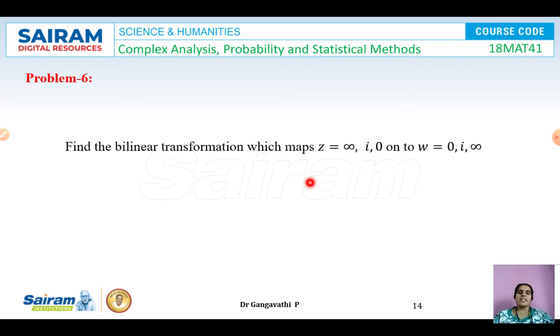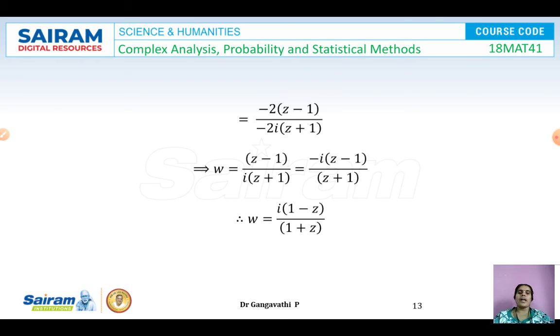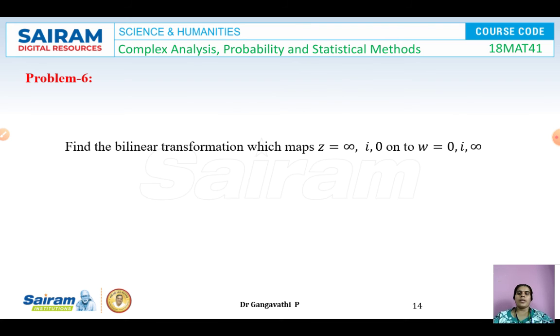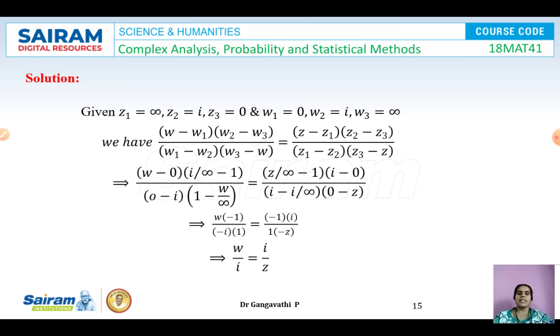So we'll see another example. Here the case is z also having an infinity, w is also having an infinity. In the previous two problems, once we had z as infinity and once we had w as infinity, whereas here both z and w have the infinite points. So this asks us to find only the bilinear transformation. So take z1, z2, z3, w1, w2, w3. Write down the formula and make a substitution.